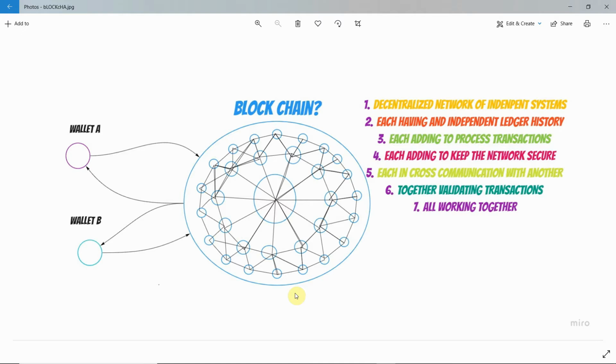And then let's go to number 6. Number 6 is together validating transactions. So as we discussed before, when these wallets were interacting with one another, right, the nodes have to validate the accuracy of the amount of ADA being sent and the amount of ADA that was balanced in the initial wallet is correct. And that goes the same for Bitcoin, Ethereum, and most projects. And then number 7, all of them working together is just like I said before, all these systems are working together to ensure security, accuracy, and so forth.